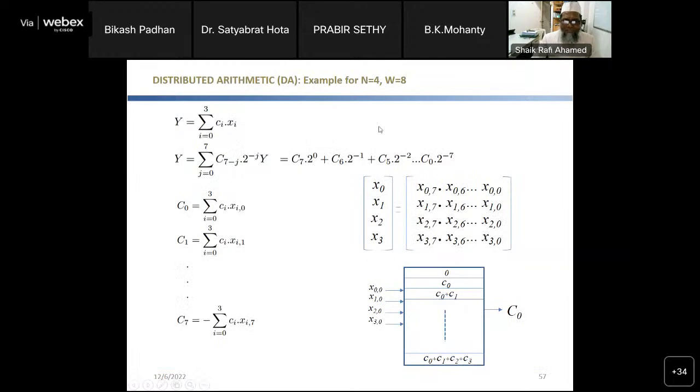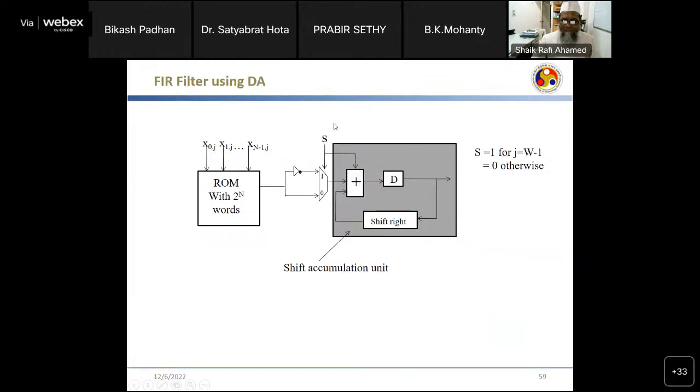Like that, the last value that we generate is C7. It will not go through the shifter, so this is 2 raised to the power of 0. After 8 clock cycles, this will accumulate. That is why this is called a shift accumulate unit: it shifts and it accumulates. So after 8 clock cycles, we get the output as Y.